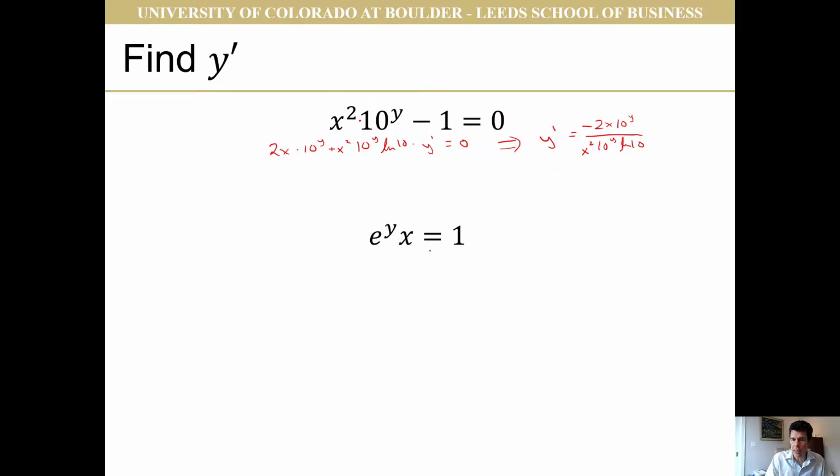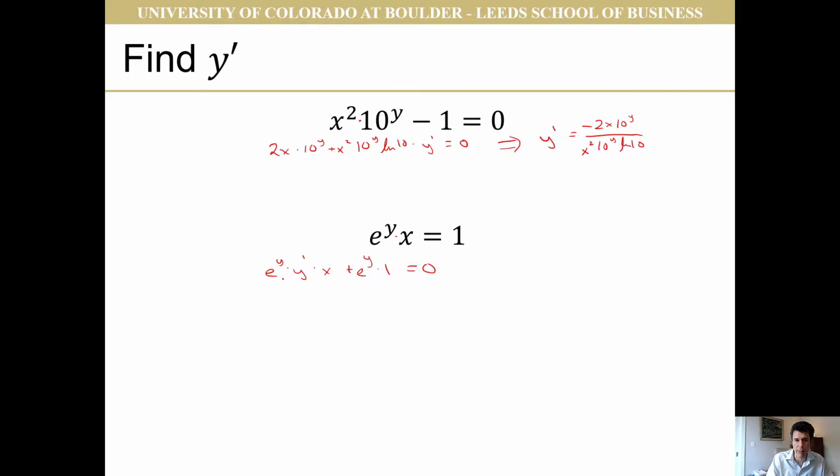e to the y times x equals 1. All right, e to the y times x equals 1. Derivative of the first function is going to be e to the y times y prime times x, plus e to the y times derivative of x, which is 1, equals derivative of 1, which is 0.